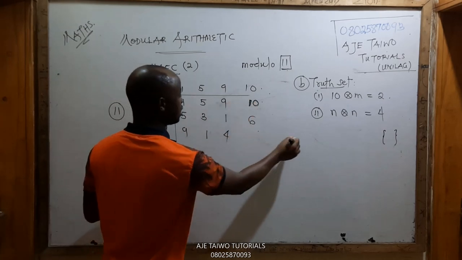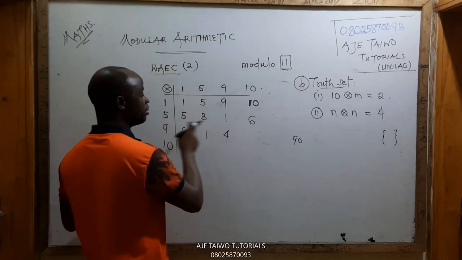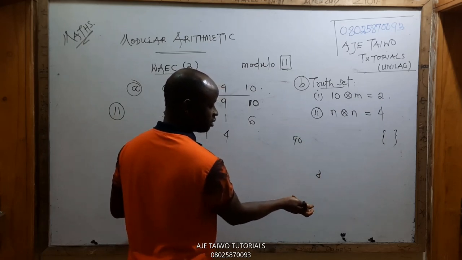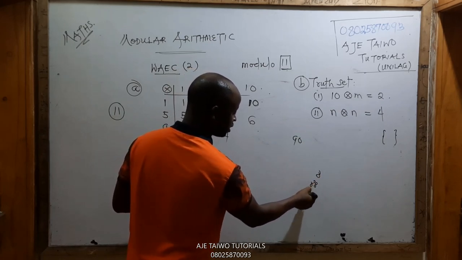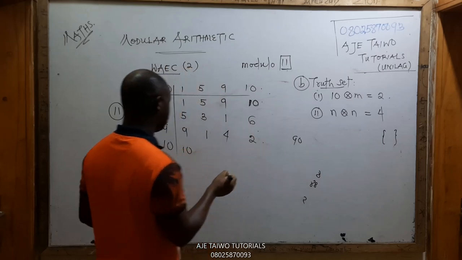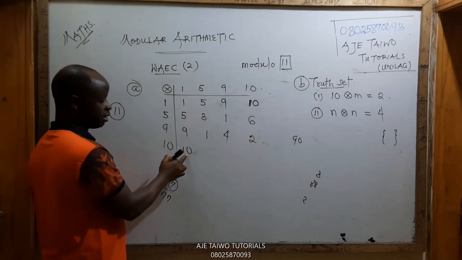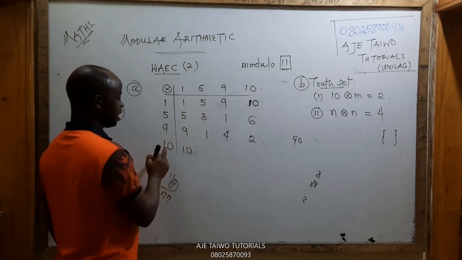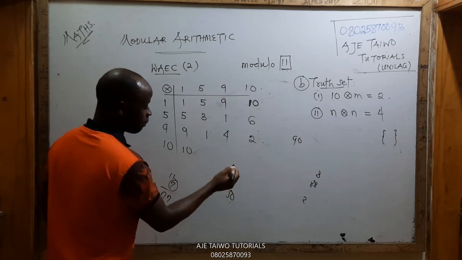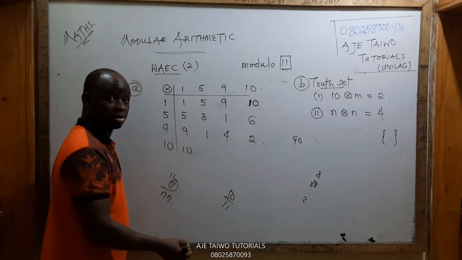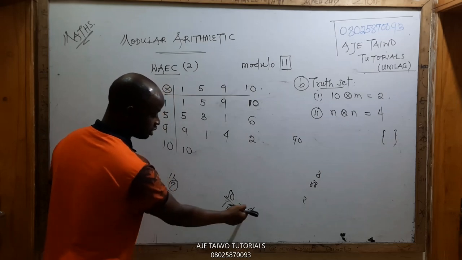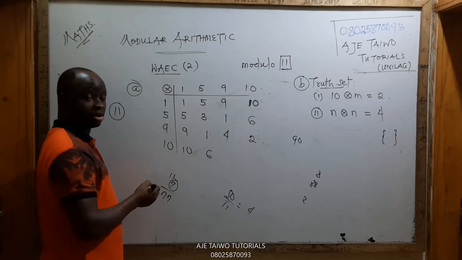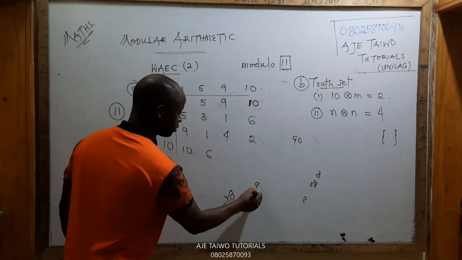9 times 10 is 90. How many 11 can we see in 90? We'll see 8. 8 times 11 is 88. It remains 2. 10 times 1 is 10. It's not 11. 10 times 5 is 50. How many 11 can we see in 50? We can see 4. If you see 4, that's 44. It remains 6.